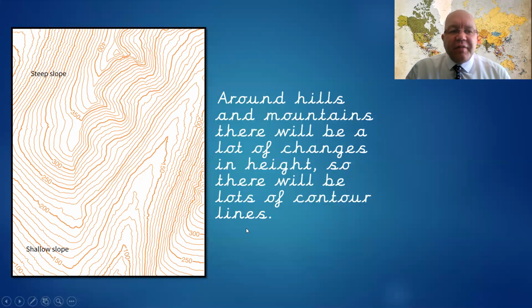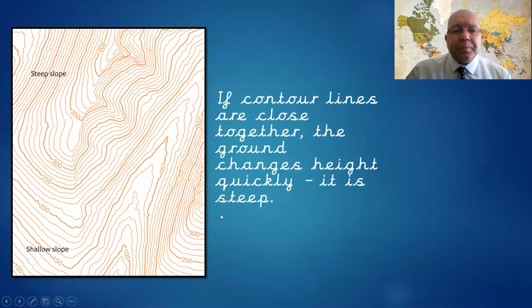Now, this is a very, very busy contour map because this one is from a mountain range. You can see we've got some really big numbers here. The reason I've got this one is because it's mountains, there are a lot of contour lines. There's a lot of changes in height. And if the contours are really, really close together, then it means that the ground is changing height really quickly. So it's a really steep bit of mountain.